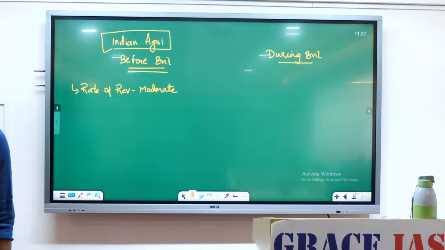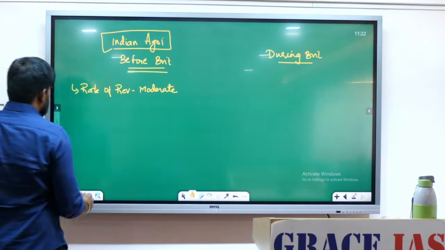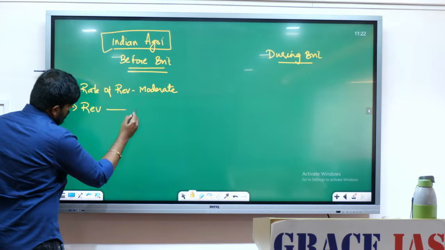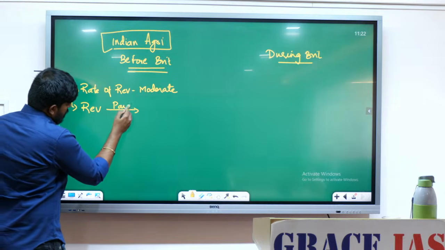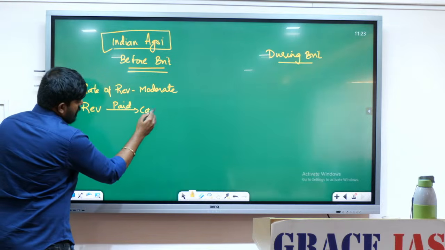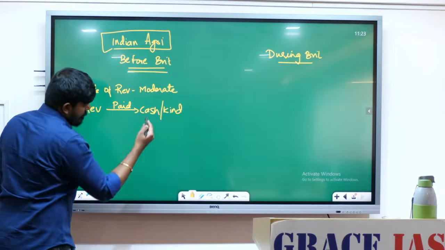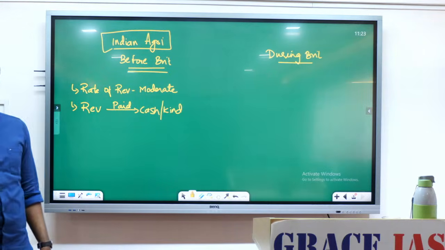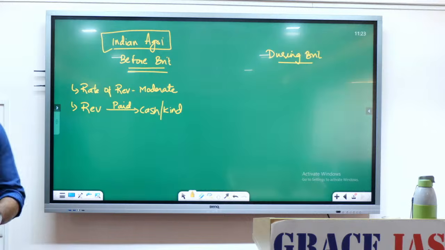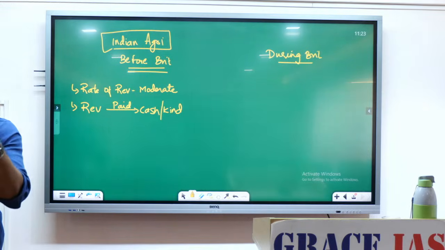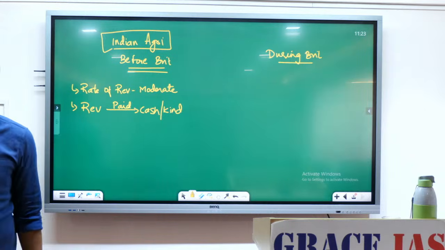Secondly, revenue could be paid either in cash or in kind. Whatever you cultivate, you can pay that only as revenue. Imagine you cultivate rice, you can pay your revenue in form of rice only.